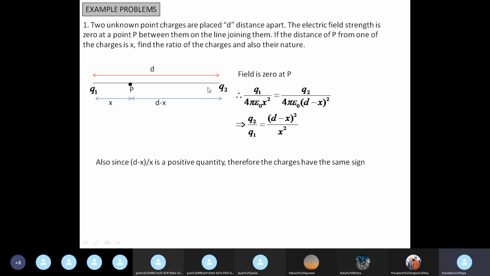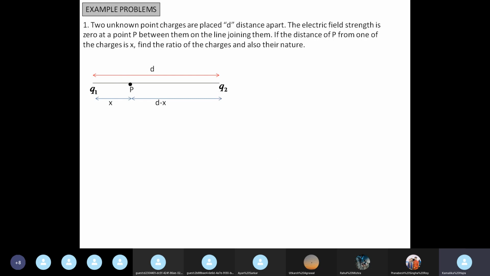So Q1 and Q2 are exerting a force on each other. That you can find out by the expression of Coulomb's law. But here they say that the field at P is 0. See, this will be clear if we go to this picture.